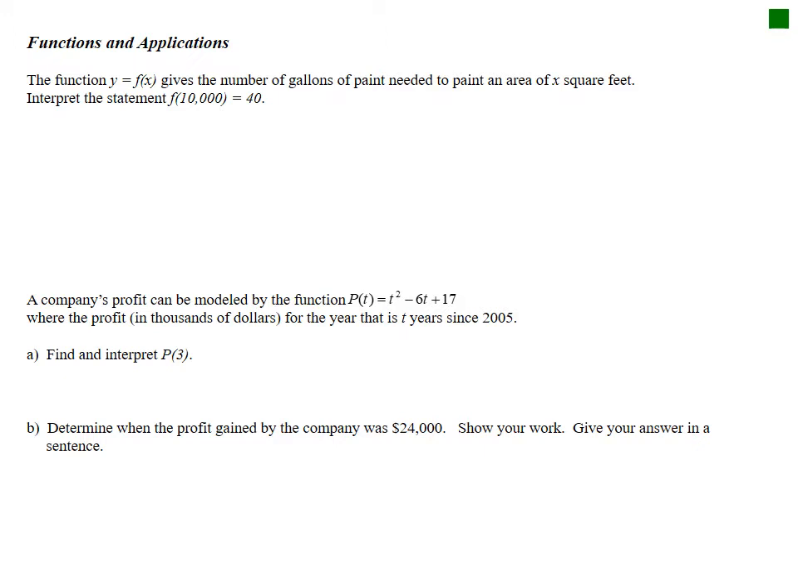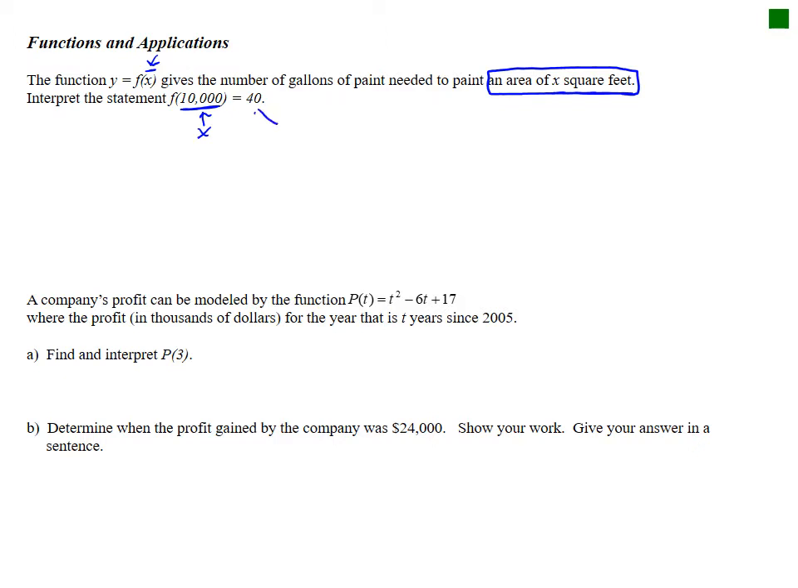To interpret this, we want to think about where the 10,000 and the 40 is. 10,000 is inside the parentheses, so if you think about what's inside the parentheses in our definition, that would be x. What does x mean in this problem? If we read through it again, the x is talking about square feet, specifically the area in square feet. So this is 10,000 square feet of area.